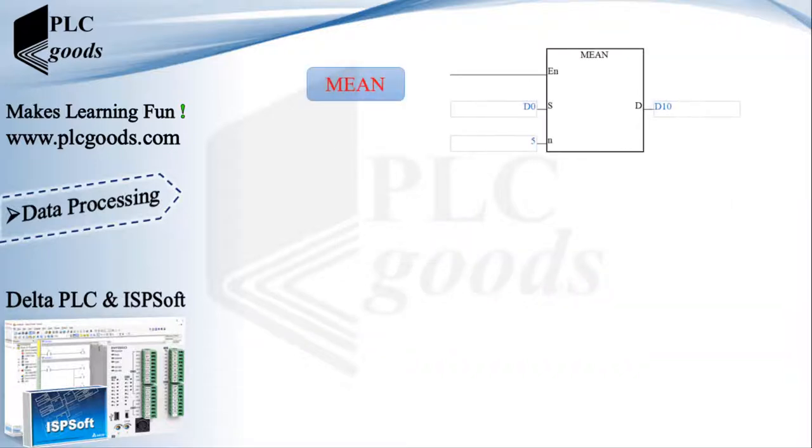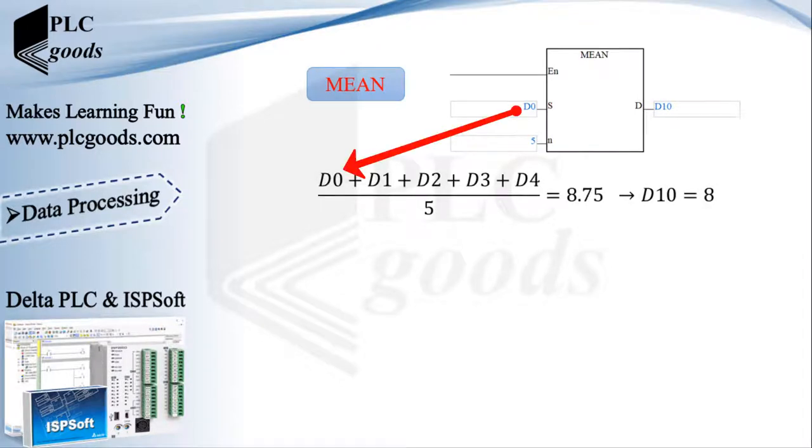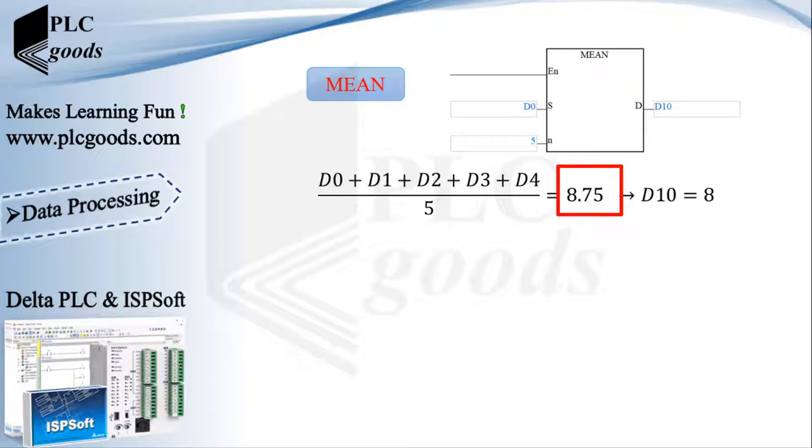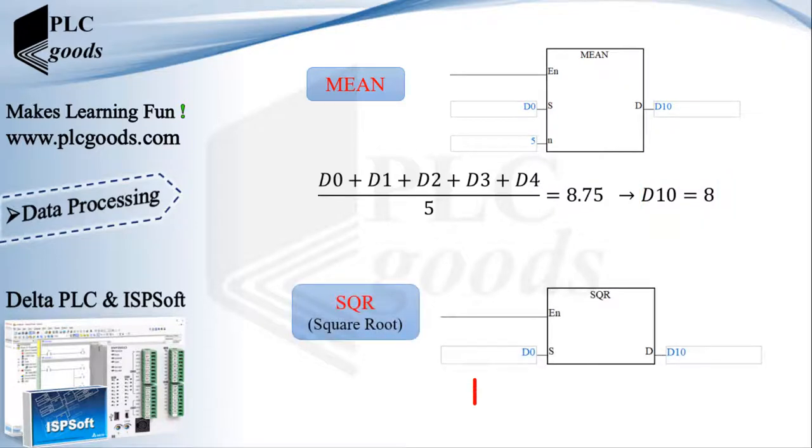The next instruction is MEAN. Its inputs determine a set of numbers, and then it calculates their average value. Note that, if the result has a fractional part, it will be left out. For now, only the integer part, number 8, will be stored in D10. Well, the SQR instruction can be used to store the square root of a number. Similarly, the fraction part will be left out.